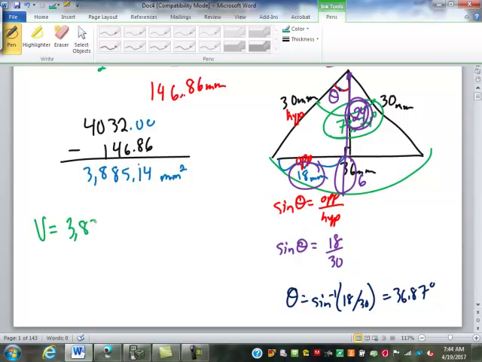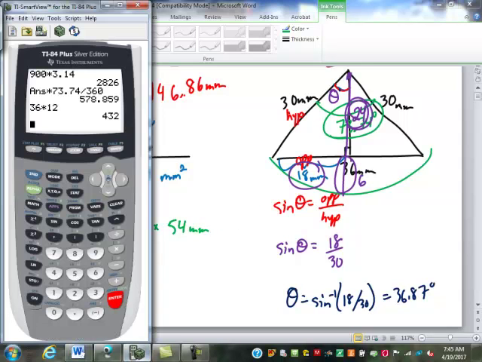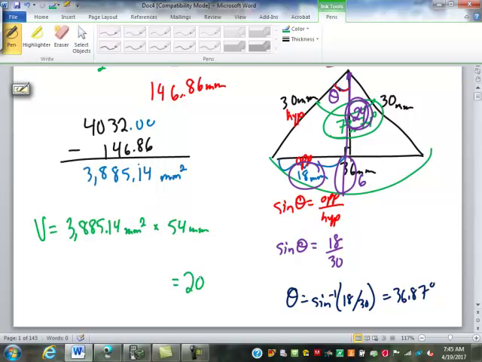So 3,885.14 millimeters squared times 54 millimeters, which multiplies up to give us 209,797.56. That's millimeters cubed. That's our volume.